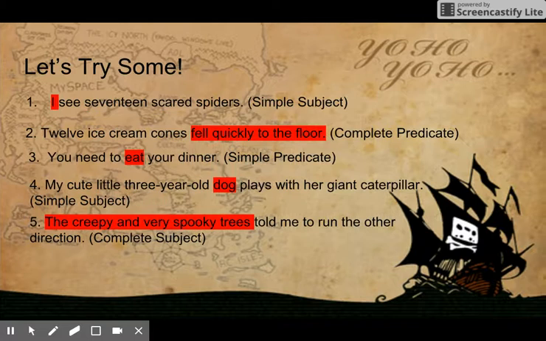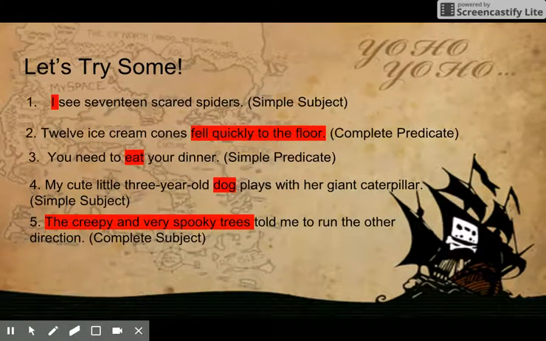All right, so you can see everything that's highlighted in red. Answer that question. Look at the simple ones. They're very small, one word, verb phrases sometimes, and the complete predicates and the complete subjects. You've got everything that's beside that mast.